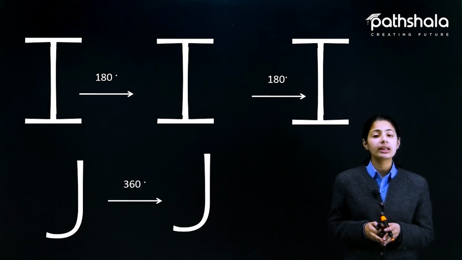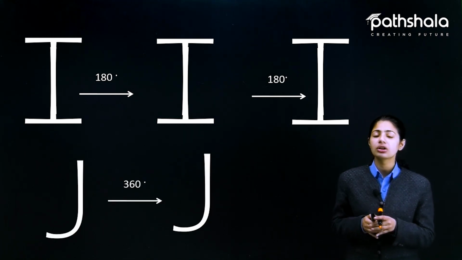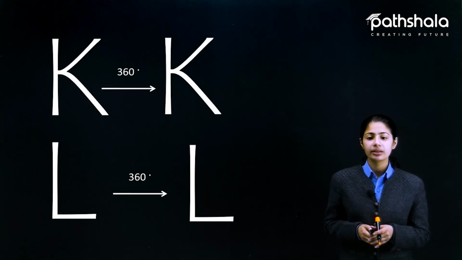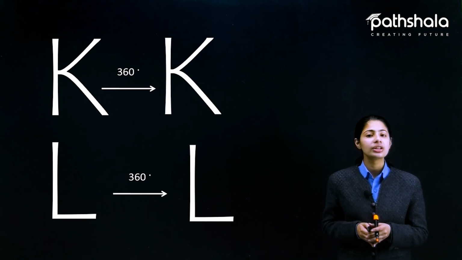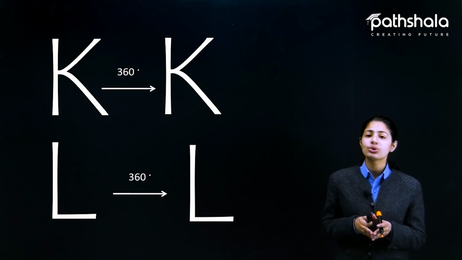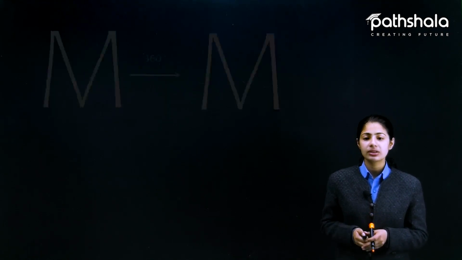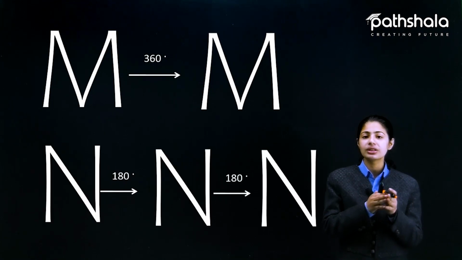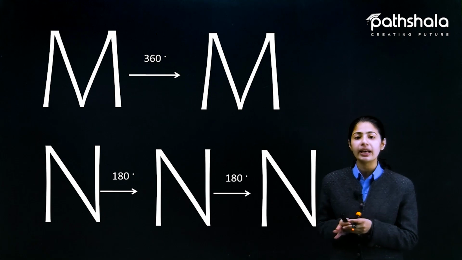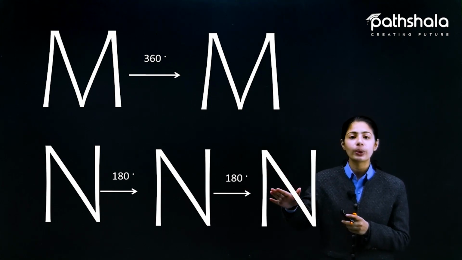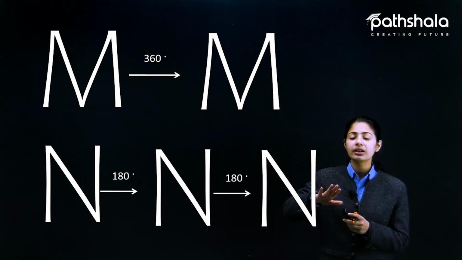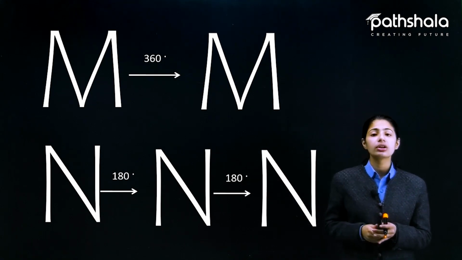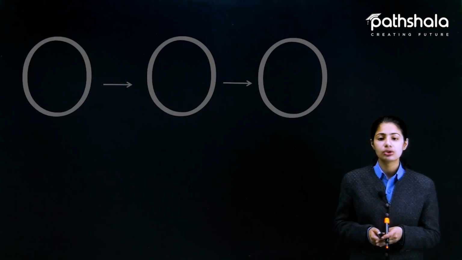J, rotating it about 360 degrees. So the order of rotational symmetry is 1. For K and L, the order of rotational symmetry is 1 and the angle through which we are rotating is 360 degrees. Again for M, the order of rotational symmetry is 1, and for N, first we'll rotate it through 180 degrees. Again on 180 degrees rotation, we get N. That means the order of rotational symmetry here is 2.